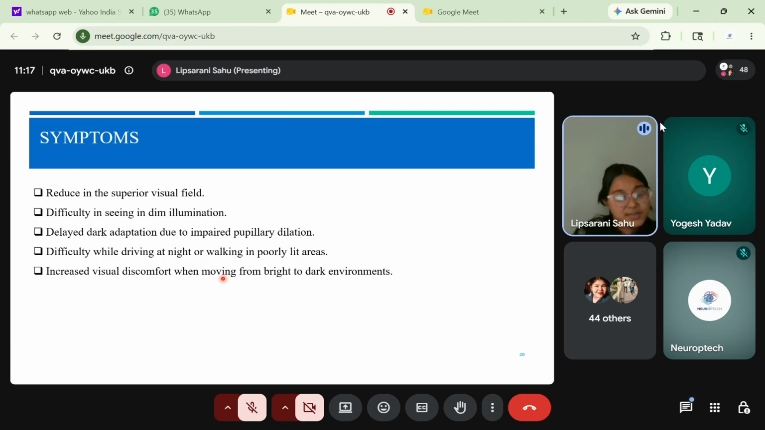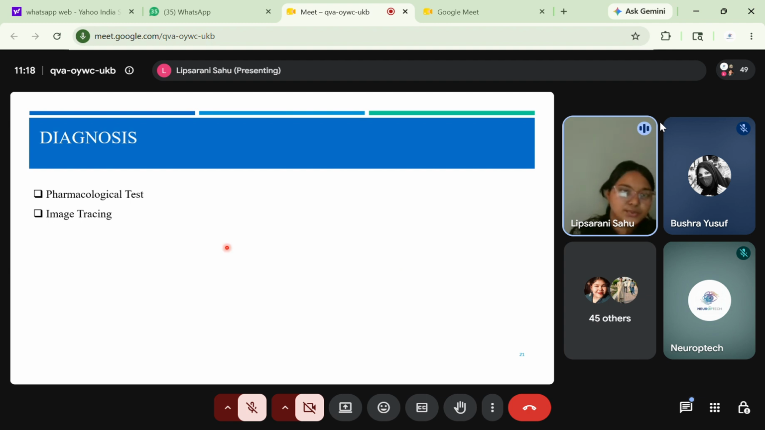Then symptoms. What are the symptoms that the patient can feel? Reduction in the superior visual field. If the patient looks upward, the patient can feel difficulty in the upward direction. Difficulty in seeing in dim light and delayed dark adaptation due to impaired pupillary dilatation, difficulty while driving at night or walking in poorly lit areas, and increased visual discomfort when moving from a bright to a dark environment.